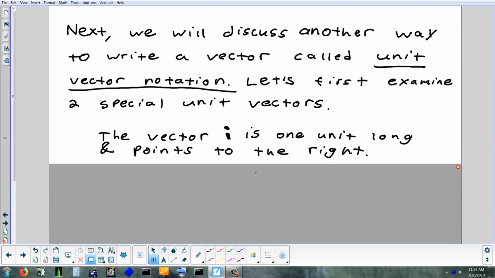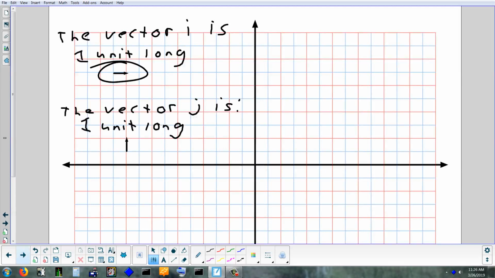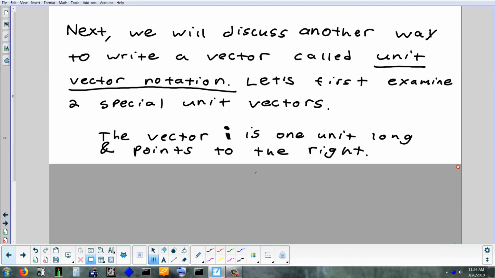So it's a bold i. And the vector i is just a special unit vector that points one unit to the right. That's all. Vector i is a unit vector and it points to the right. So if you had to name a vector on the test or in the homework or anything, you would never use the letter i, unless you're talking specifically about that right there. That's the only time you would use the letter i. Okay? So i points to the right.